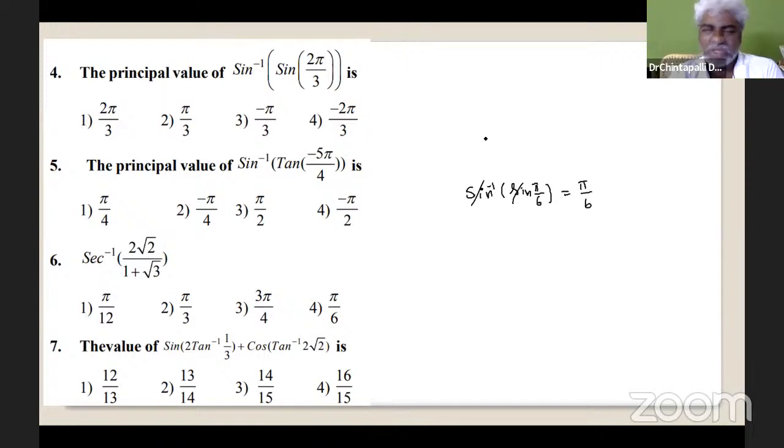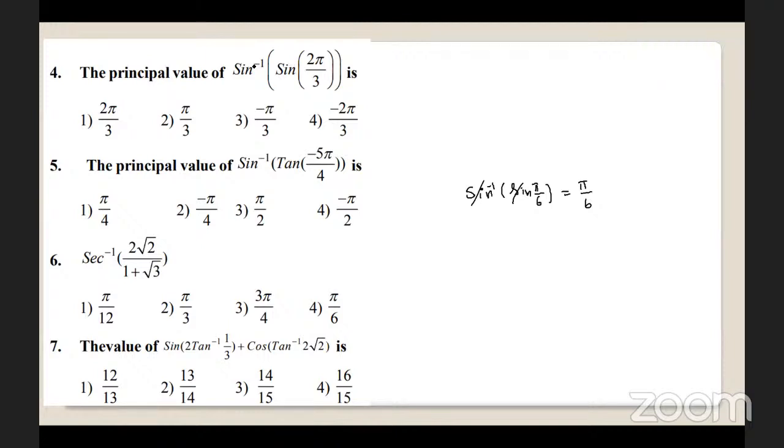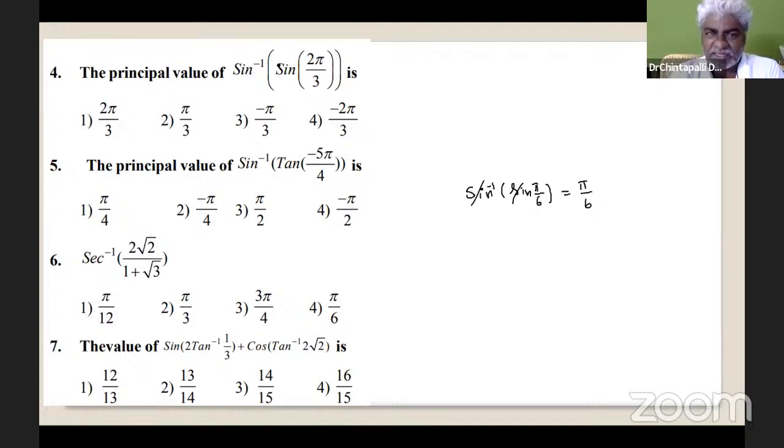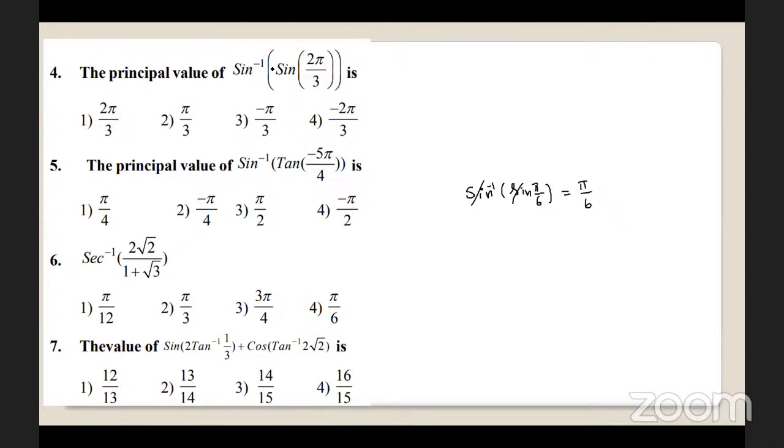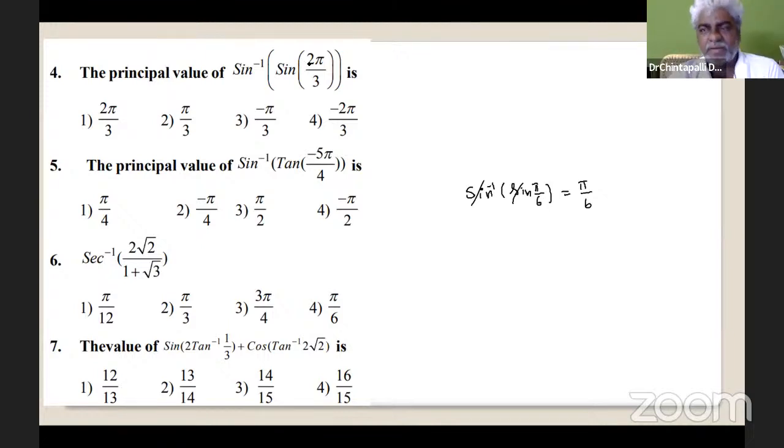Can we cancel sine inverse and sine here? No, sir. That's why we should not cancel them and say 2 pi by 3. If 2 pi by 3 is in the domain of the sine function, then we can cancel. We are not cancelling because 2 pi by 3 is not in its domain. That's why we can bring this angle into that domain. See, that is sine of 2 pi by 3.